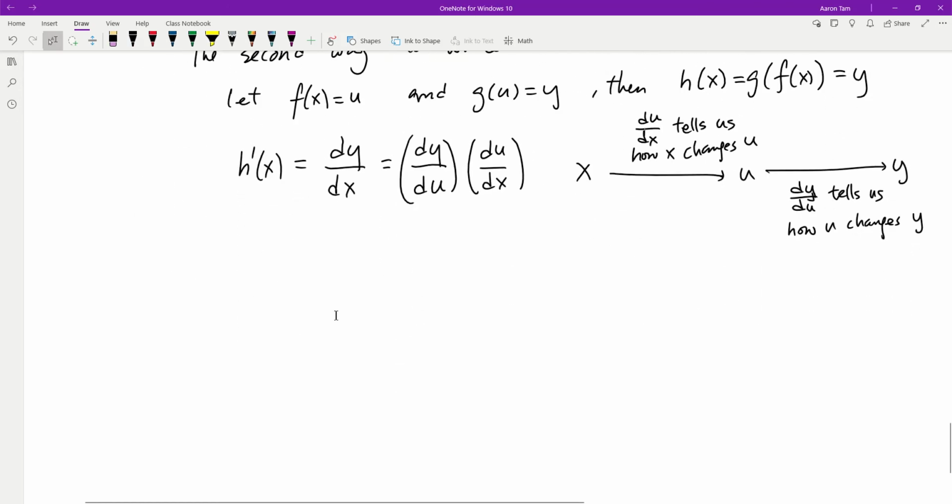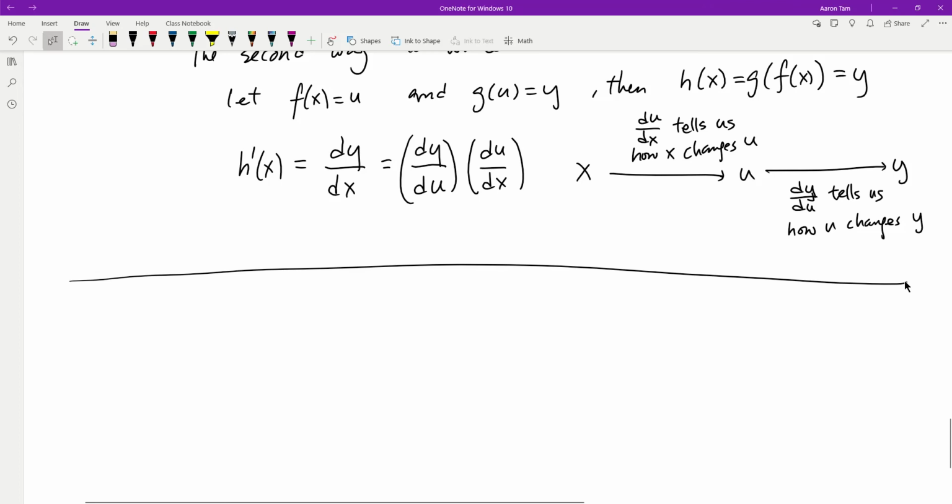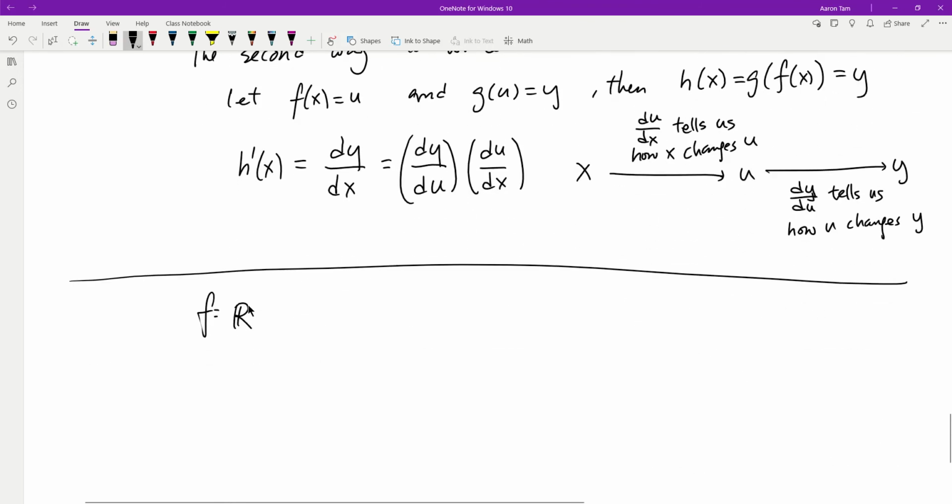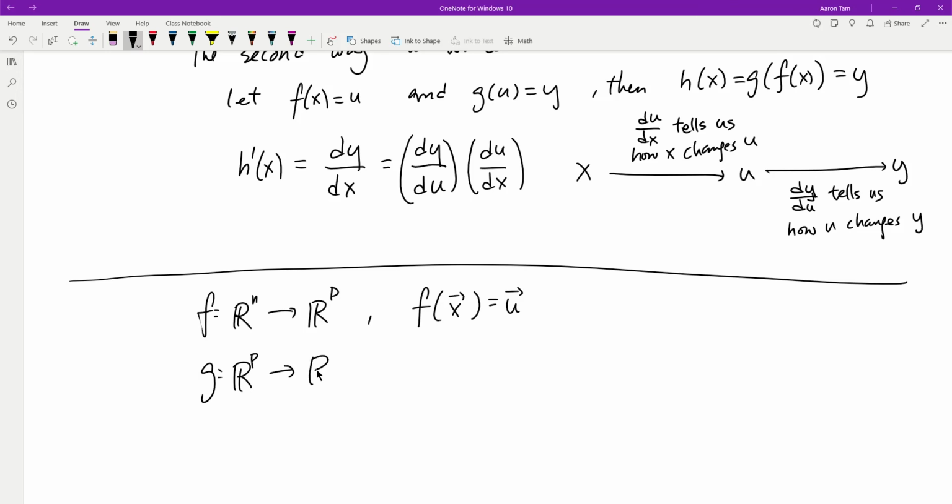Now that concept becomes an important part in what we try to do. What if now what we have is a similar scenario, but our f does not go from R1 to R1. Our f goes from Rn to Rp, which is our function f of vector x equal to vector u. And then we have g that maps from Rp to Rm, where our function g takes in vector u and gives our vector y. Now, if you look at these two statements compared to what we wrote before, it seems like all I need to do is put the arrows on top. So what's the big deal? Well, it is a big deal.